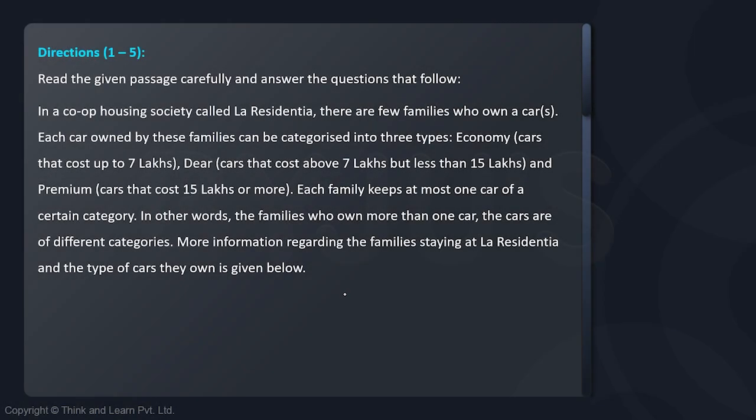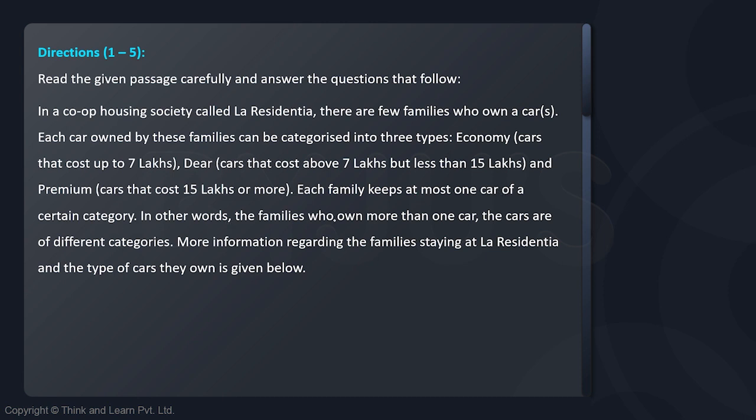So here is the first set. In a cooperating housing society called La Residencia, there are few families who own a car or cars. Each car owned by these families can be categorized into three types: economy, cars that cost up to 7 lakhs; dear, cars that cost above 7 lakhs but less than 15; and premium, the cars that are costing above 15. Each family keeps at most one car of a certain category.